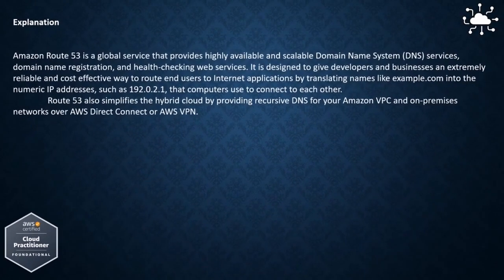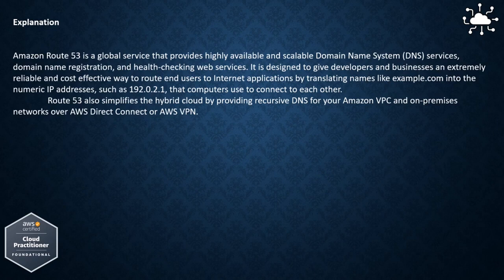Explanation. Amazon Route 53 is a global service that provides highly available and scalable domain name system, DNS, services, domain name registration, and health checking web services. It is designed to give developers and businesses an extremely reliable and cost-effective way to route end users to Internet applications by translating names like example.com into the numeric IP addresses, such as 192.0.2.1, that computers use to connect to each other.